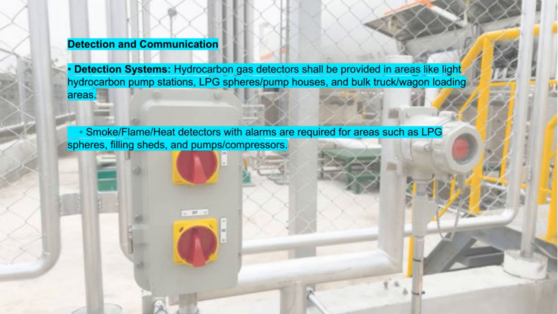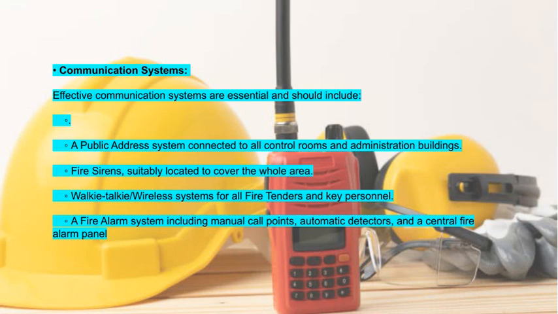personnel to take action. When it comes to communication systems, having an effective setup is absolutely crucial in managing emergencies smoothly. First, a public address system plays a vital role, as it connects all control rooms and administration buildings, allowing us to relay important messages quickly and clearly across the entire facility. Next, fire sirens are strategically located to ensure the sound covers the whole area, alerting everyone immediately in case of a fire. Additionally, walkie-talkie or wireless systems are essential for all fire tenders and key personnel, enabling instant communication on the ground and in the field.